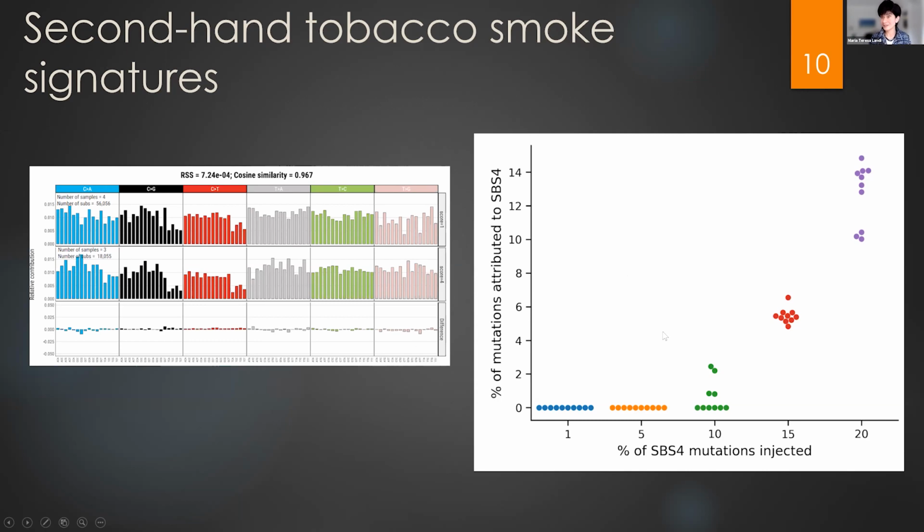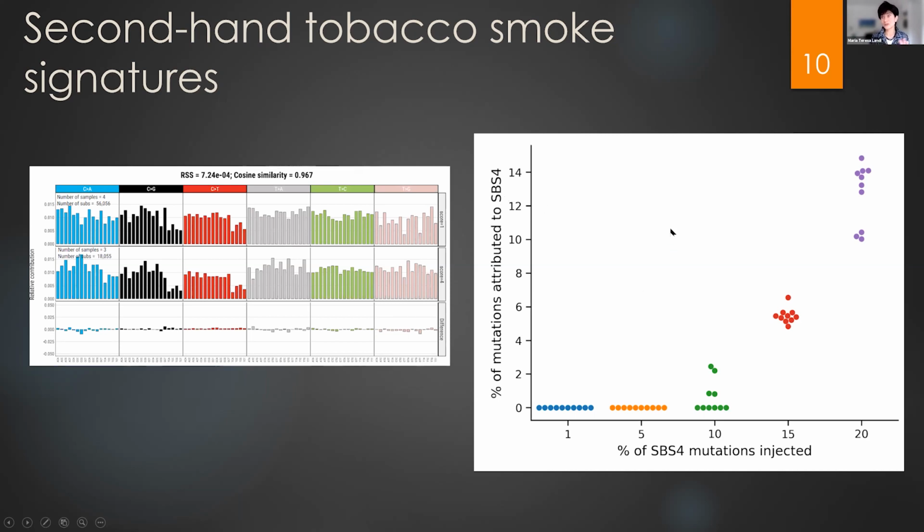So we injected mutations associated with SBS4 at 1, 5, 10, 15, and 20% in the 62 tumors. And we saw that in order to be captured by our algorithms, these mutations had to be at least 15% in these 62 samples. So if there were mutations associated with secondhand tobacco smoking in these samples, they had to be below this threshold.